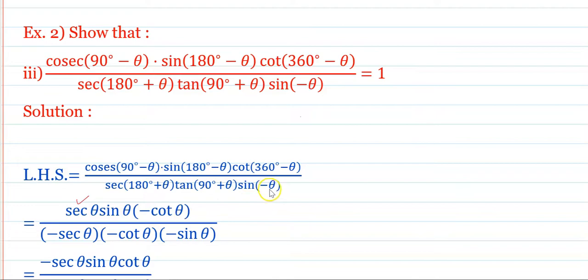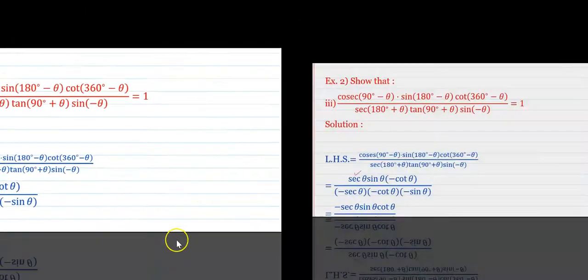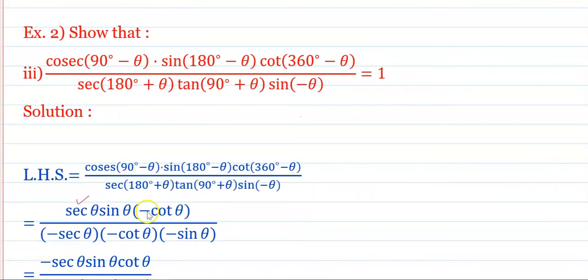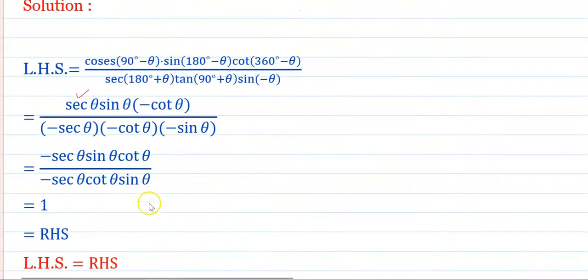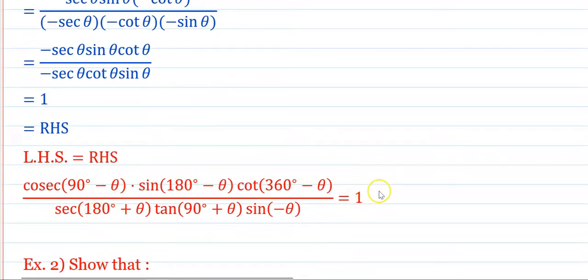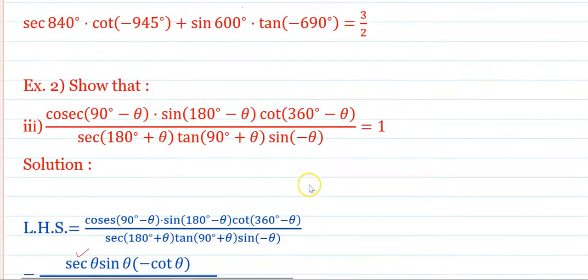Sin(−θ): sine reflects the negative sign, and hence it is −sin θ. Now see here, this is the minus sign. This minus, and minus, and minus. Overall, you will get minus upon minus, and that will become plus. And hence LHS is equal to RHS, and the result is proved. You can see it.